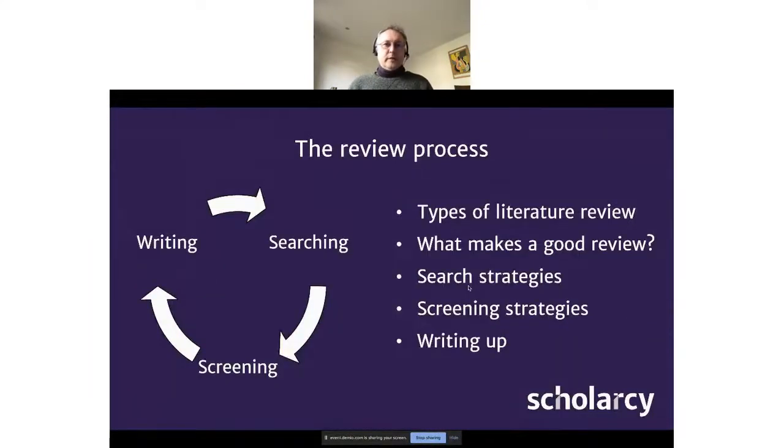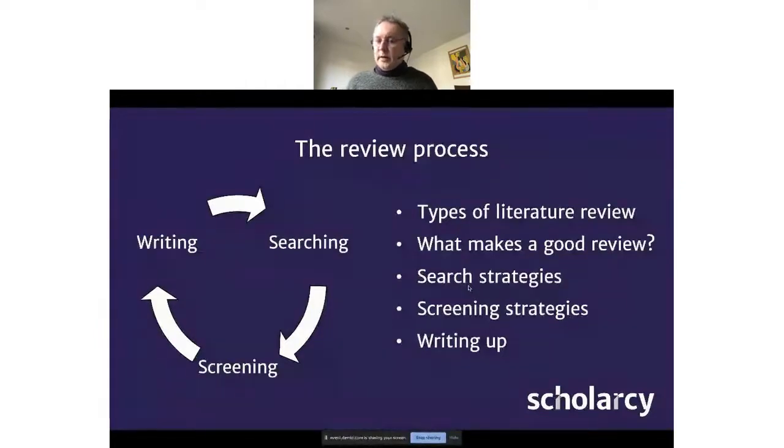So what is a literature review? Well, before we say that, what is the process that we're going to cover today? So we're going to look at different types of literature review. We're going to look at what makes a good review and what distinguishes a good from a less good review. And we're going to look at the process of searching, screening, and writing up.